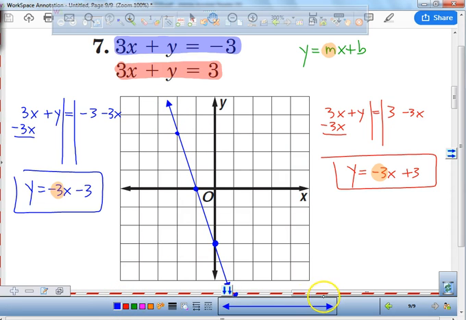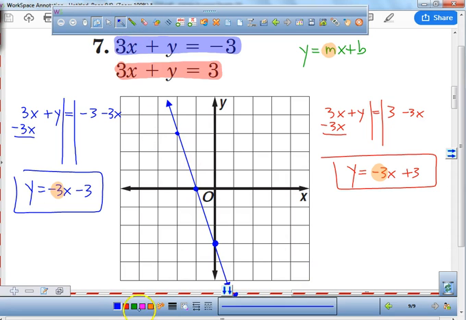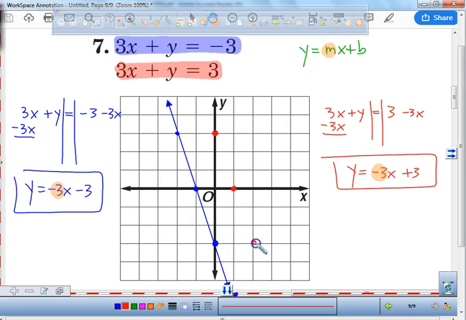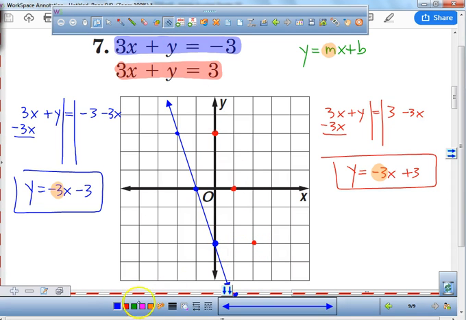Very steep. Goes down 3 and over 1. The next one is similar. We're going to be at a +3 right here. We're going to go down 3 over 1, and you're going to draw a nice line going all the way down. Does everybody see how those are parallel lines?